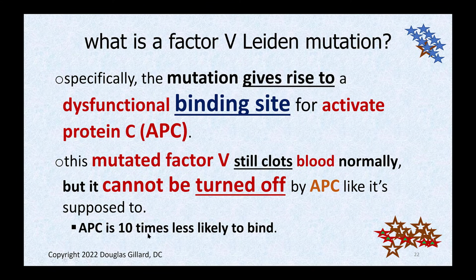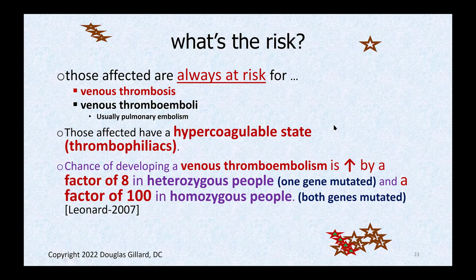And APC, the research has shown, can still bind a little bit to the mutated factor V, but not very well. It's 10 times less likely to bind. So the binding affinity to factor V is greatly decreased. So what's the risk? Well, the risk is you're going to clot. So these people with factor V Leiden mutations are always in a hypercoagulable state. They're thrombophiliacs.